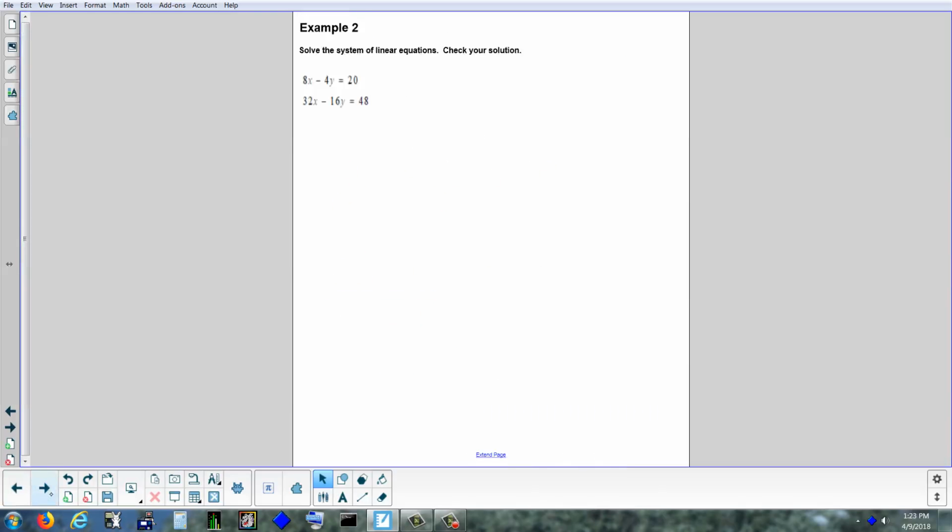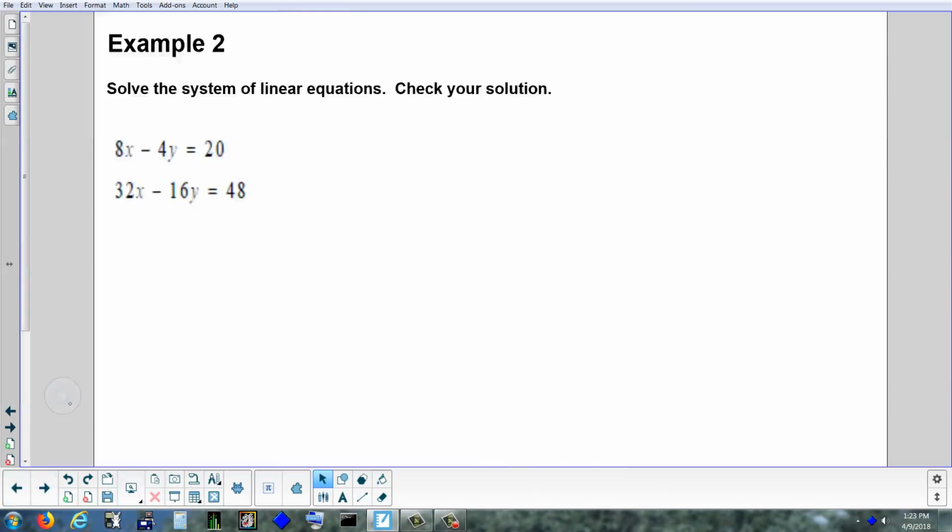Okay, let's look at this one. Do you guys already have that written down? No. Hey, you better stop. So what is that set up for graphing? No. No, if it was set up for graphing, it would look like this.